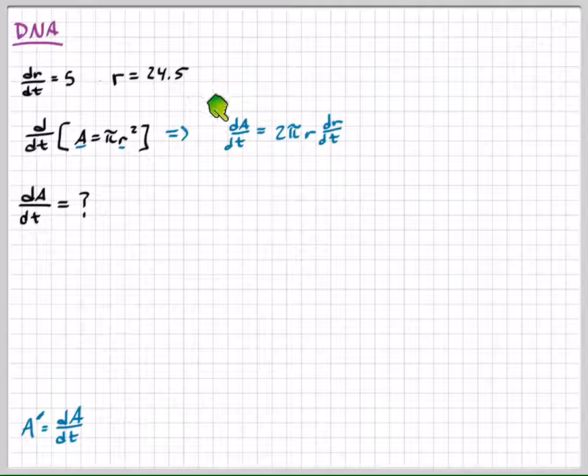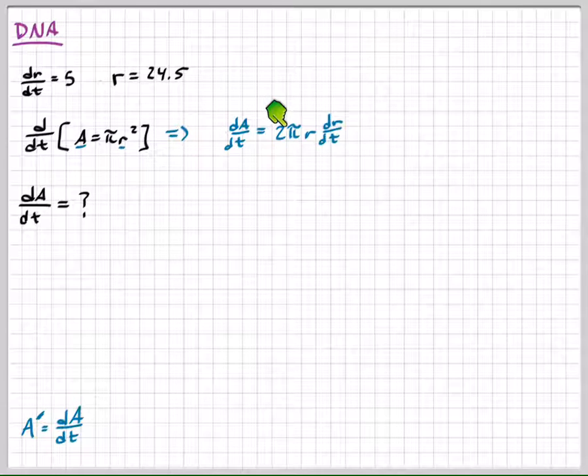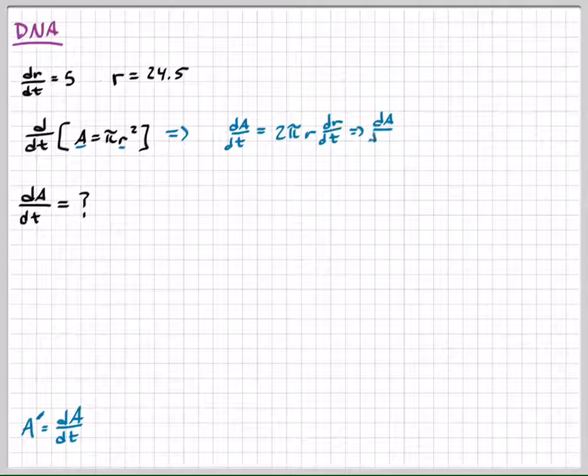All right. So there you have it. Do we have a definition of dA over dt? Yes, we do. So we're getting closer to finding out what dA over dt is. But this isn't your exact answer. Do we know what r is? Yeah, it's 24.5. Do you know what dr over dt is? Yes, it's 5. Okay, so this is what we get. We have dA over dt, and we're going to plug in that stuff. We got r, which is 24.5, and then we have dr over dt, which is just 5.